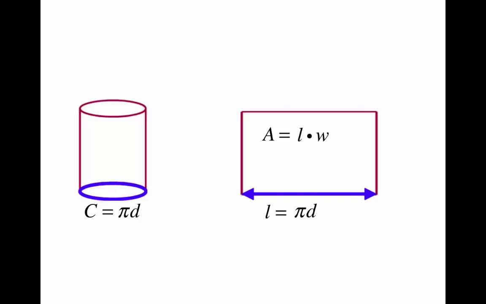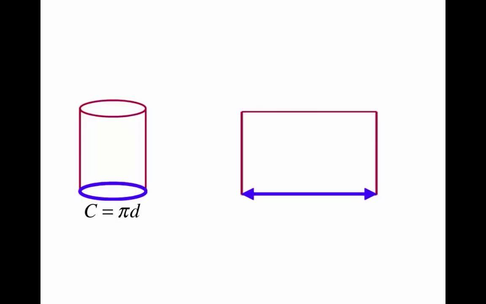Well, we know length is pi times d, but what's the width? Well, the width is this line right here, this green line. Well, that's the same as this. So however tall the can is, oops, sorry, I went a little fast on that. However tall that can is, is how wide this rectangle is. So basically, we have to find the length of that green and blue line, multiply them together, and we have our rectangle. Okay, we're going to try an actual problem now.